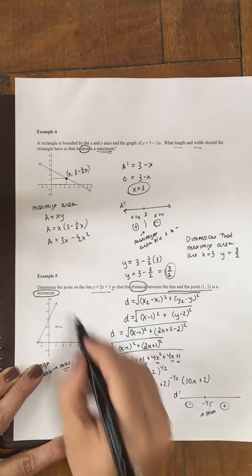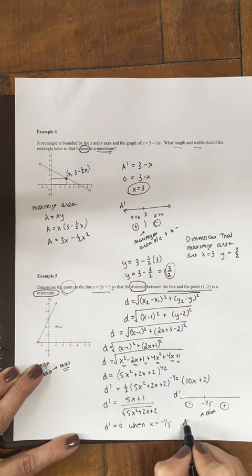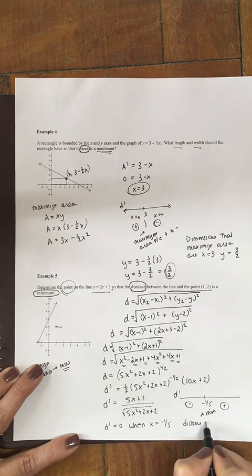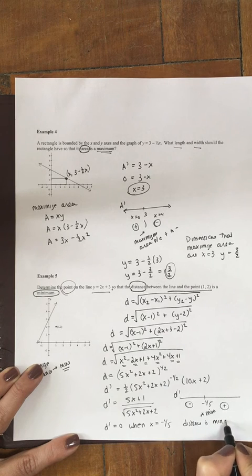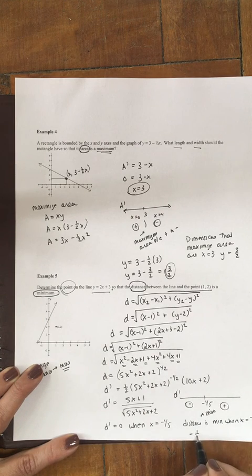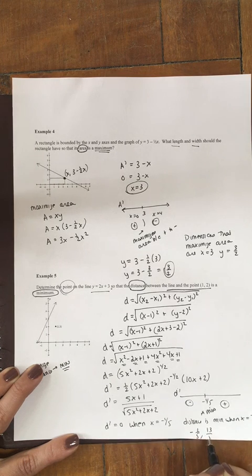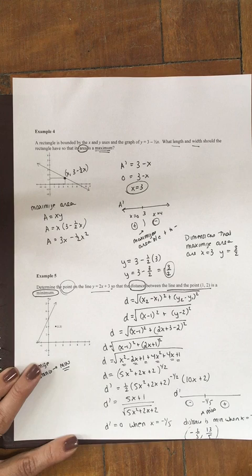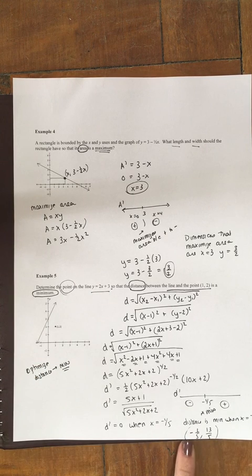So we had to determine the point. So distance is a minimum when x equals -1/5. And so all we need to do is plug this in here and just solve for y. So the point's going to be -1/5 for x, and for y it is 13/5. Those are your coordinates, -1/5 and 13/5.